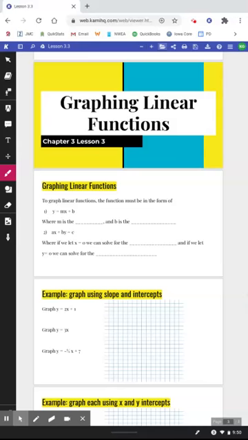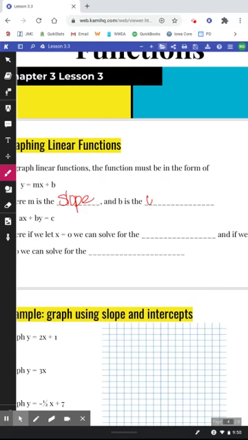Okay, Chapter 3, Lesson 3, Graphing Linear Functions. In order to graph a linear function, the function must be in the form of y equals mx plus b, where m is the slope and b is the y-intercept.